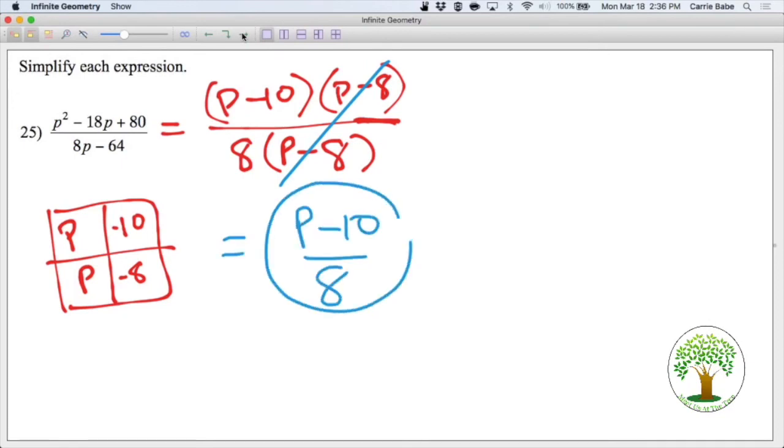Very good. You must factor. They must be pieces that are multiplying together to be able to cancel them. Can I reduce the 8 and the 10? No, because it's not multiplying. You're actually subtracting that 10 up at the top. That's great. Good, good.